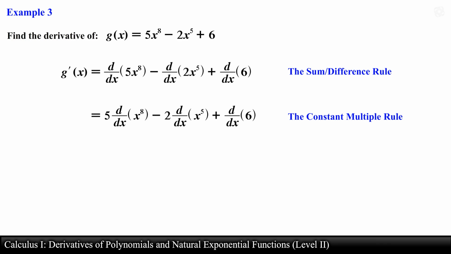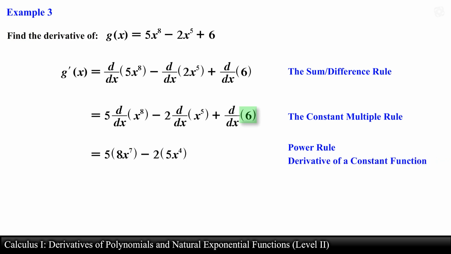From here, we need to apply the power rule to the first and second term, because they contain power functions of degree 8 and 5 respectively. Applying the power rule yields the following expressions. The last term is just a constant, so the derivative of that function is going to be equal to 0.